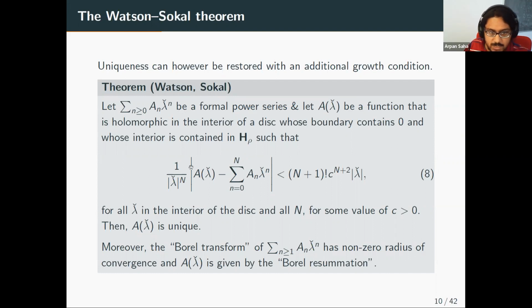So basically, if this inequality, which is stronger than the definition of an asymptotic series, holds in some small disk inside the half plane whose boundary touches the boundary of the half plane at the origin, then that uniquely fixes A. Moreover, this unique function A can be explicitly obtained from the asymptotic series via a procedure called Borel resummation, which I'll explain on the next slide. Okay, is that fine?